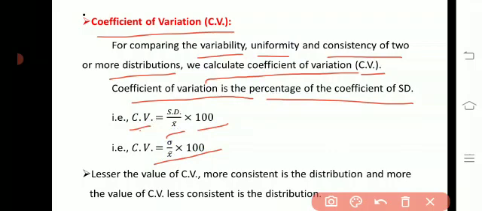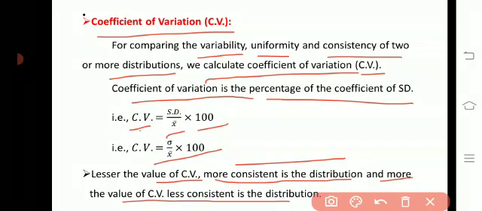Now here we have to note that lesser the value of CV, more consistent is the distribution. If value of CV is less, then the distribution is more consistent, and more the value of CV, less consistent is the distribution. If value of coefficient of variation is more, then distribution is less consistent.